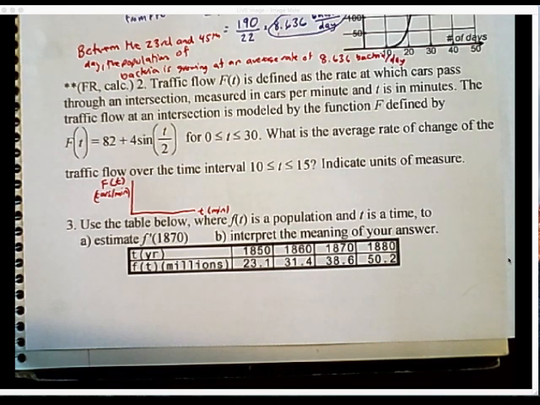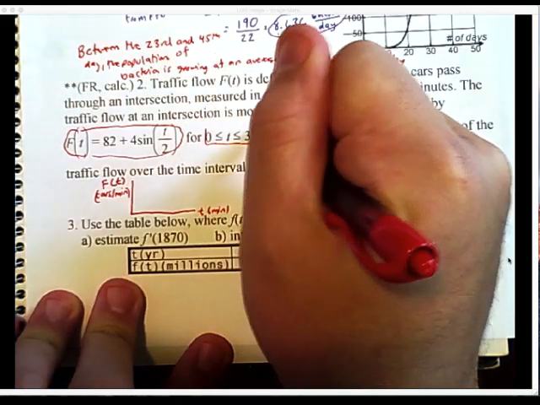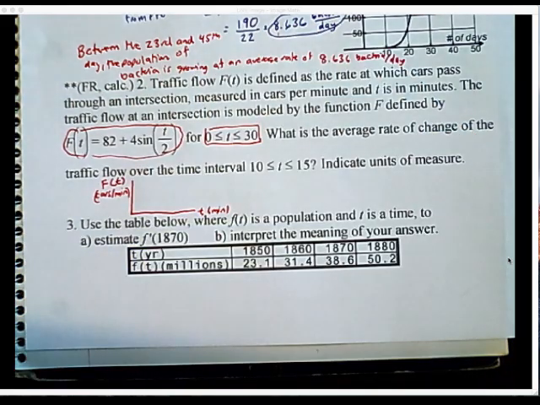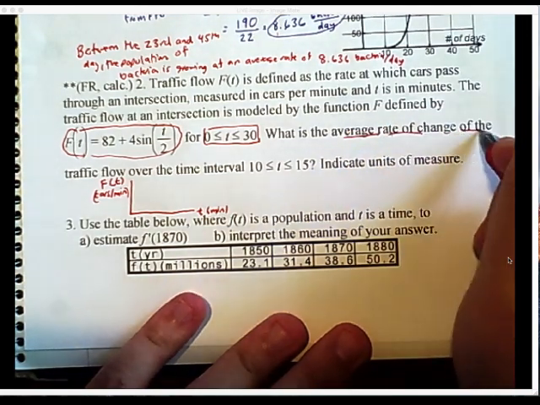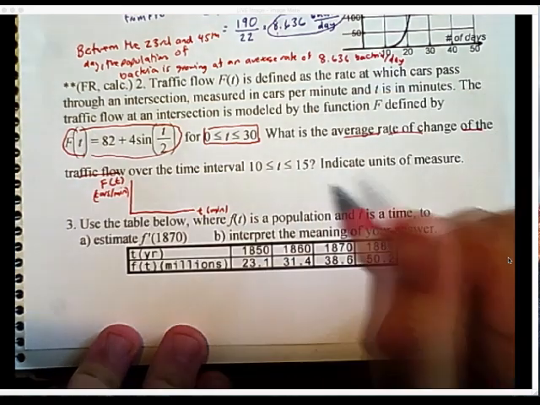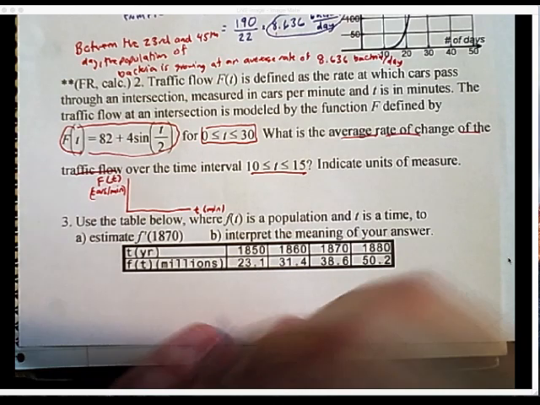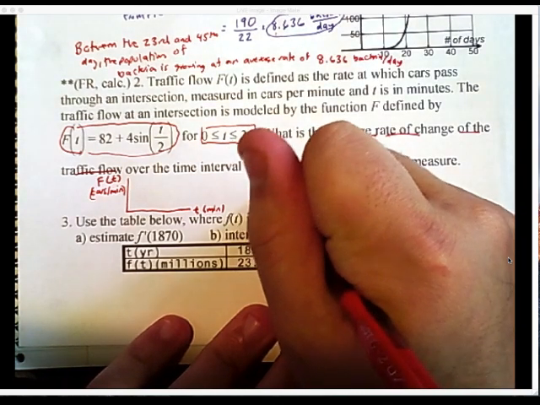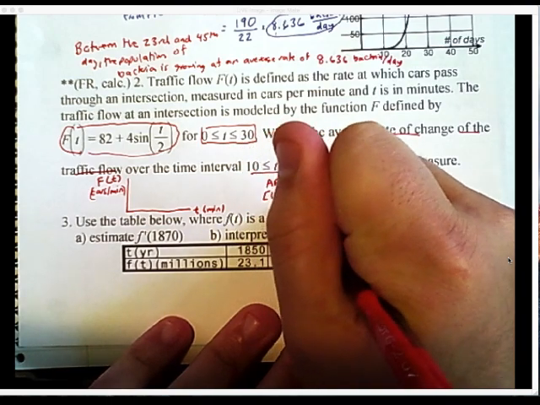All right, the traffic flow in an intersection is modeled by this function. So they give me an equation of a function, and that function's good over this time interval. What is the average rate of change of the traffic flow over the time interval between 10 and 15 minutes, and indicate units of measure? So I want to find the average rate of change over the time interval 10 to 15.